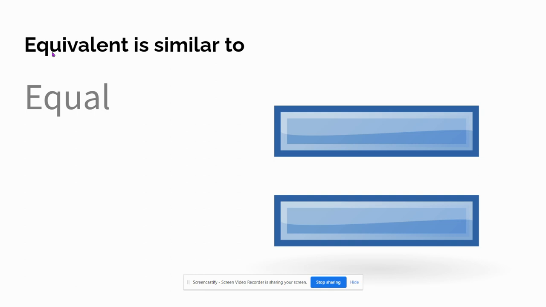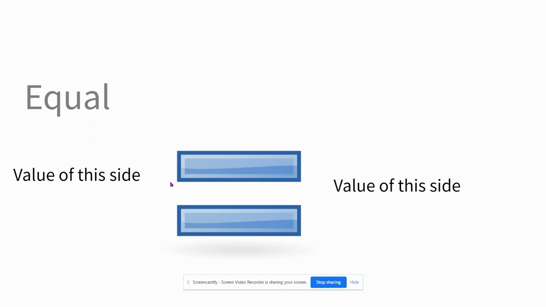Equivalent means that they're equal in value, just like equal means same as. So this is our equal sign, and we're going to dig deep into what do we use it for. So when we use that equal sign, it means the value of this side is the same as the value on the other side.